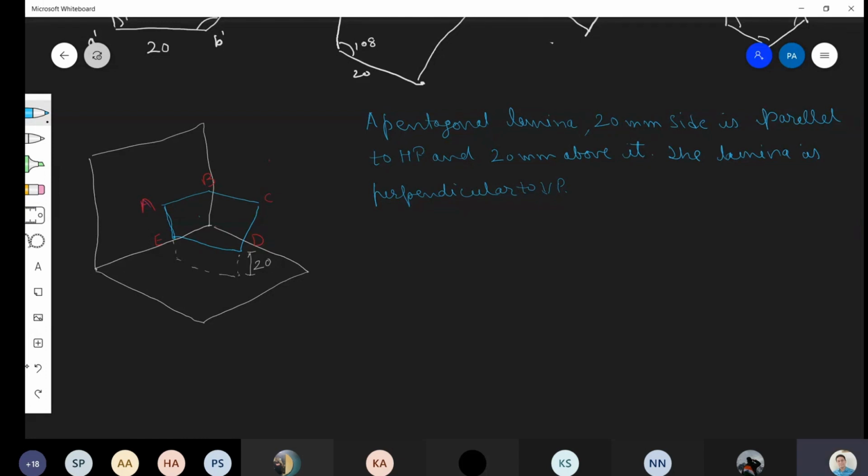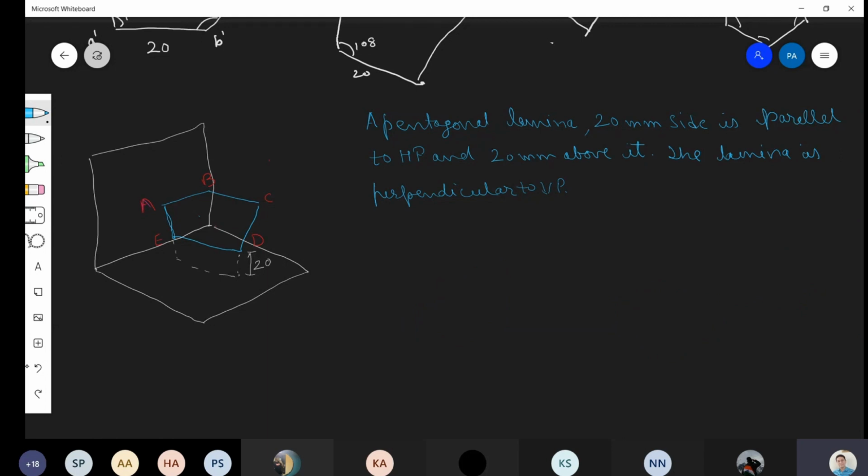Otherwise, if I want to draw the front view, top view, I can draw the lamina like this also, no? I can draw like this also. This line is like this. I can also draw it like this. I can also draw it like this. Sir, AB is on VP. Okay, very good. Side AB is on VP. Any other answer? This is correct.